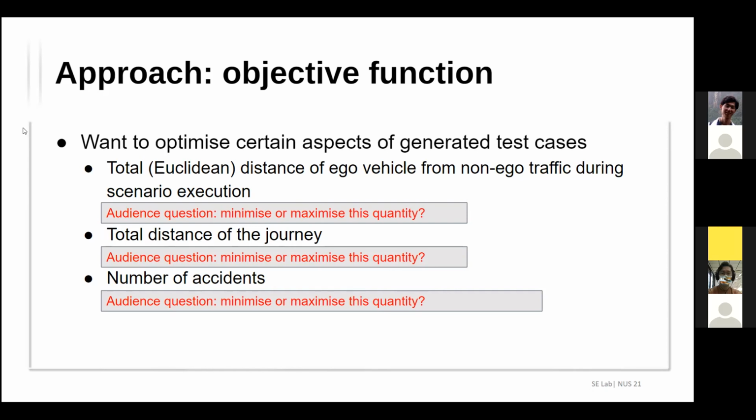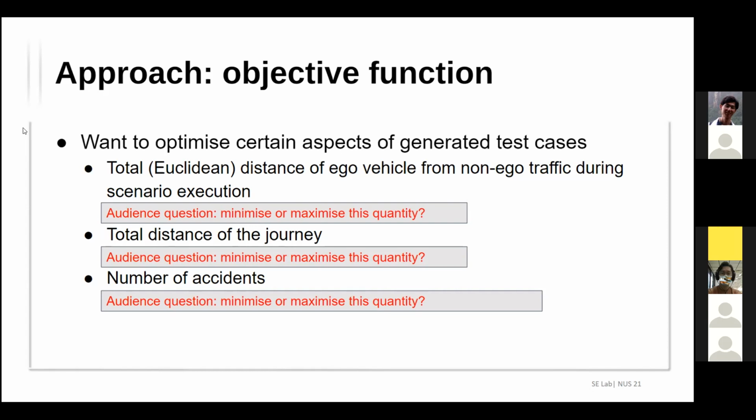So the question is that given these three aspects we discussed before, to make the test case expose the most safety violations, which of these three aspects should we minimize, and which should we maximize?